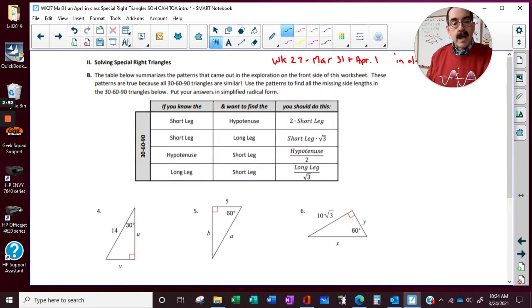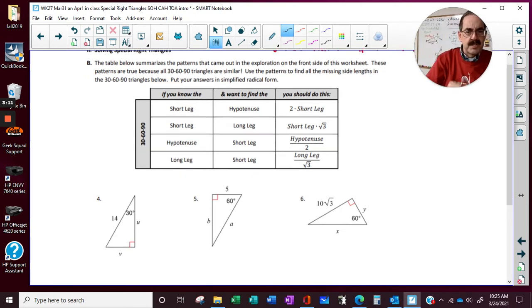Now the 30, 60, 90 is a little bit more work because we had an equilateral triangle and we cut it in half. When we cut it in half, we have the short leg, long leg, hypotenuse. I would get in that habit because we're going to have them in all different locations. They're not always going to be nice and perfect like this.